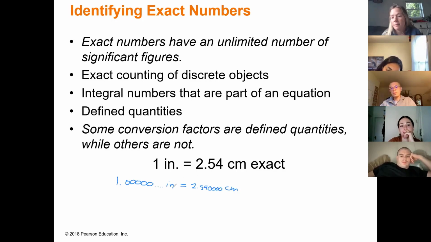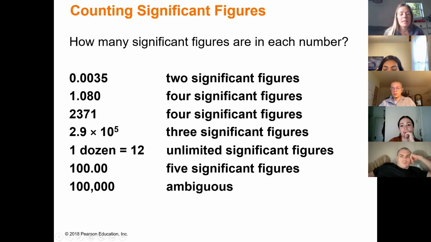So it's like right on the dot. Why that's important is when we're doing conversion factors later on, we're never going to use our conversion factor to limit the number of sig figs that we have. And if that doesn't make sense at this current moment, don't worry, we will talk about it. So let's look at some of these.